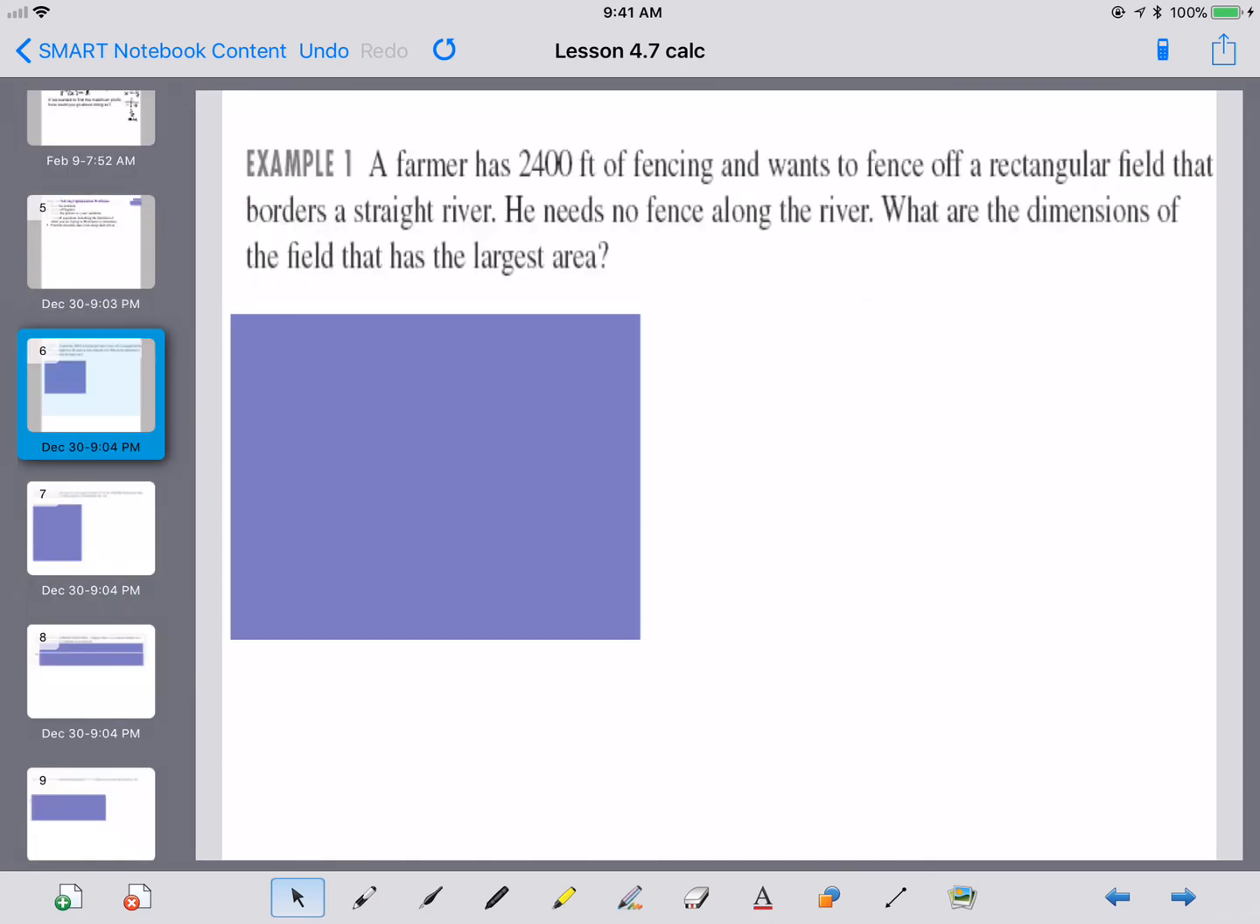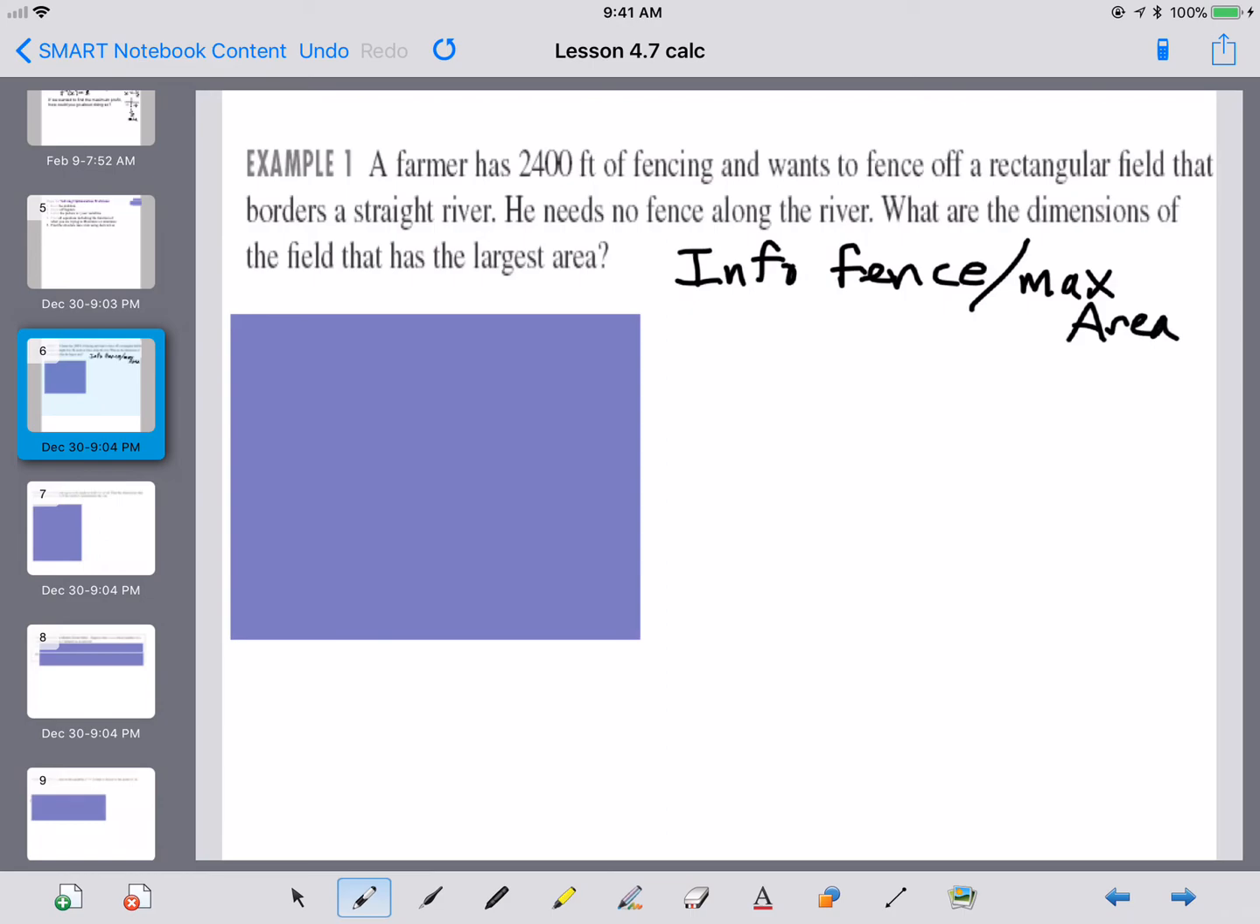So here's example 1. First, we're going to read the problem. A farmer has 2,400 feet of fencing and wants to fence off a rectangular field that borders a straight river. He needs no fencing along the river. What are the dimensions of the field that has the largest area? So you have to think to yourself, we have information about the fencing, and we want to maximize the area.